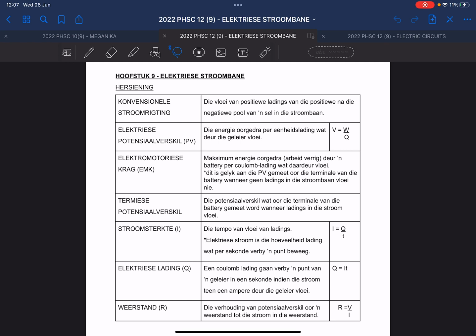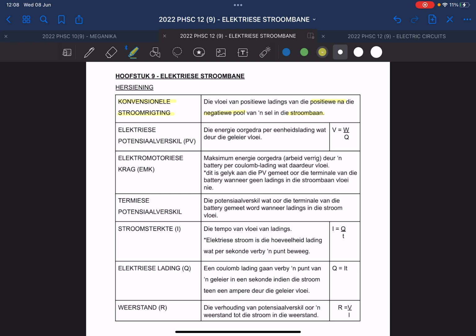Okay, so let's look at a few of them. Conventional current direction, konvensionele stroomrigting, that you know is from the positive side. Van die dis positiewe ladingkies wat vloei van die positiewe na die negatiewe pol van 'n battery. Dis in 'n stroombaan. This is not something that they ask a lot.